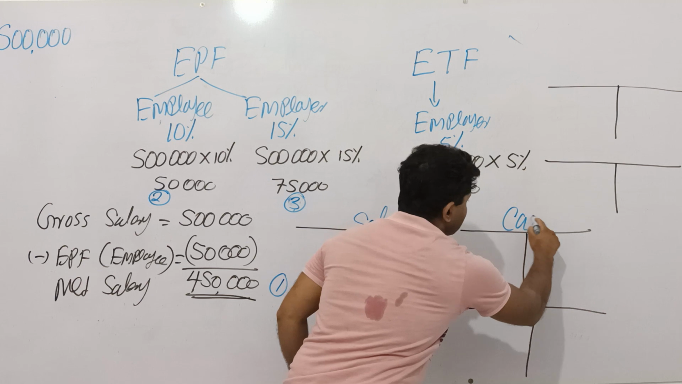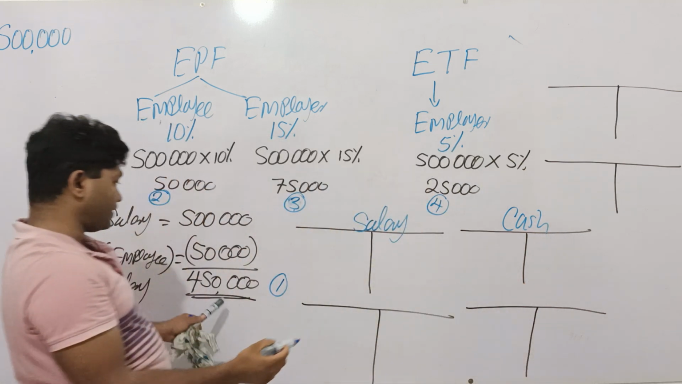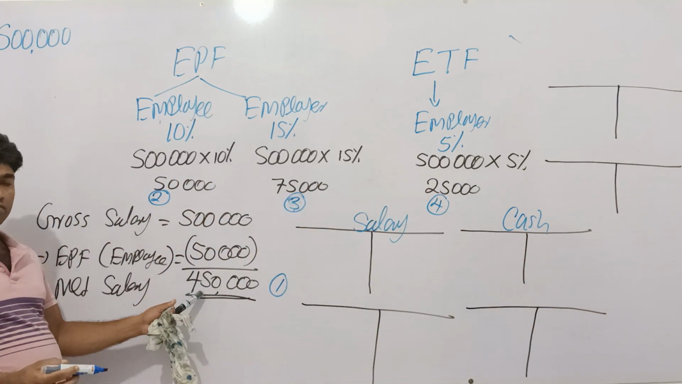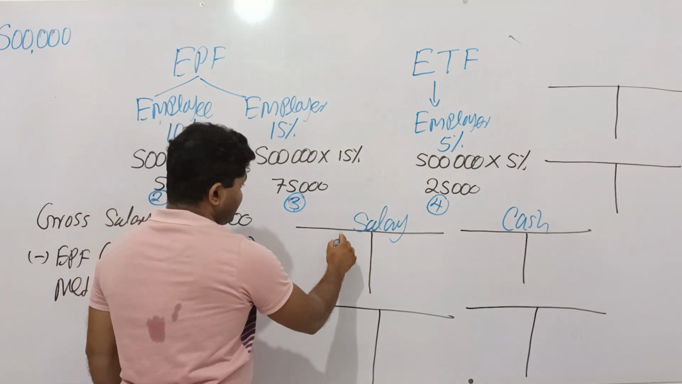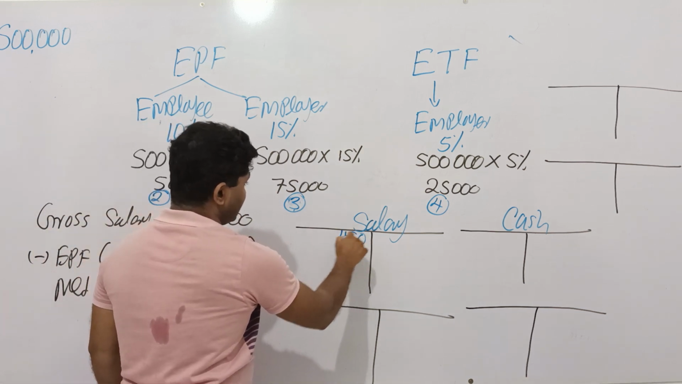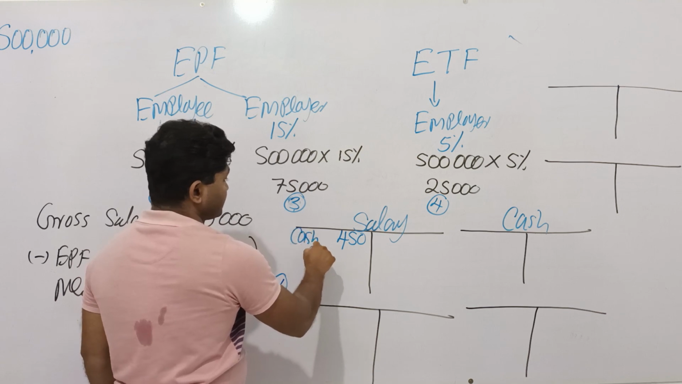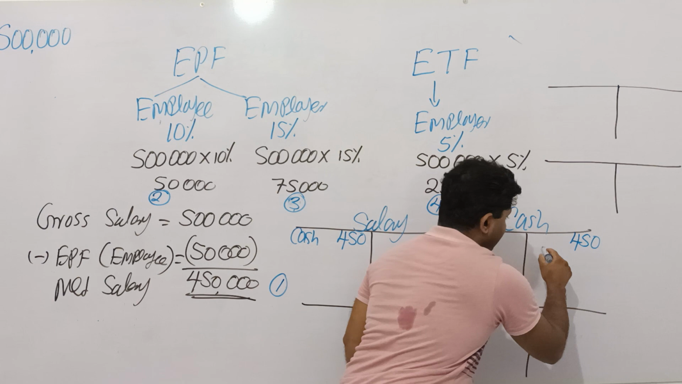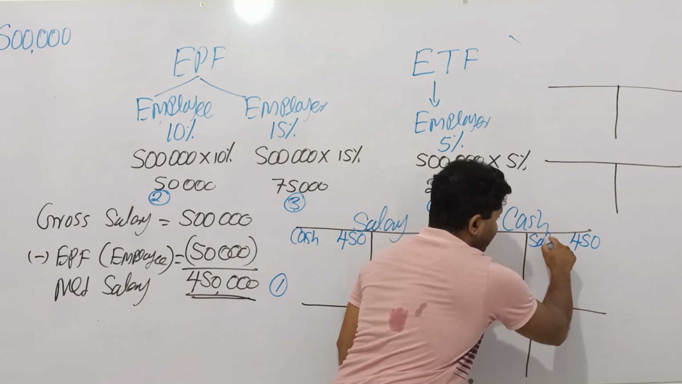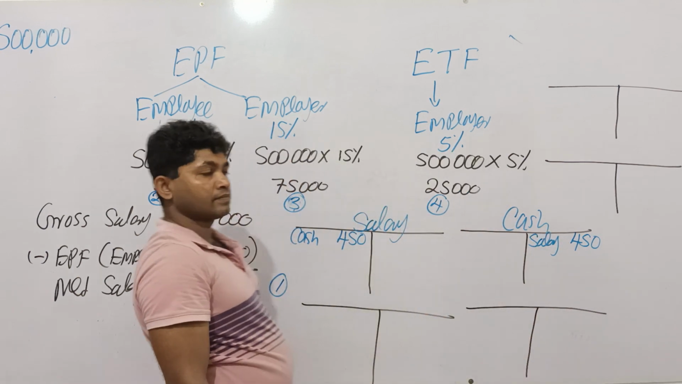This one, salary as well as cash. Right, step number one: net salary paid in cash. The effect is a cash decrease, and salary is an expense. Therefore, the first double entry: salary account debit, cash account credit, 450 (values in 1000), as a salary. Step number one.